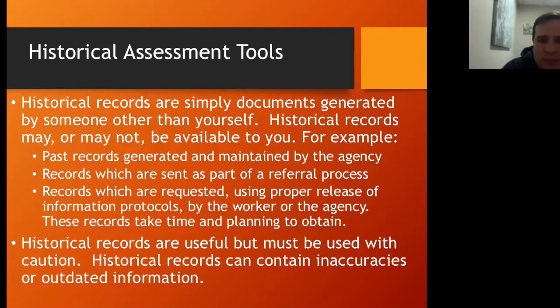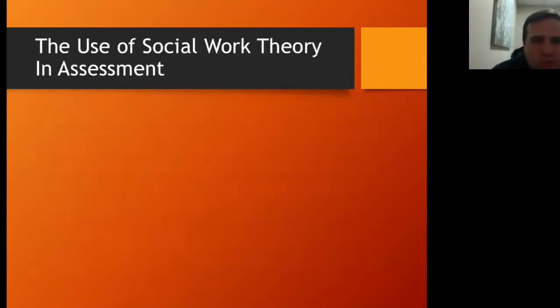So we have to understand that they can be useful in giving us some nuance and some additional information, but we don't want to hold so tightly to the history that we lose a sense of the present moment with the person in front of us. So those are the basics of what we bring to the idea of assessment.